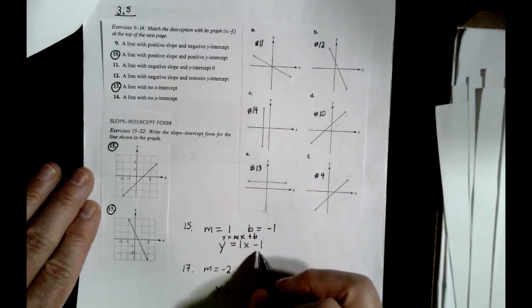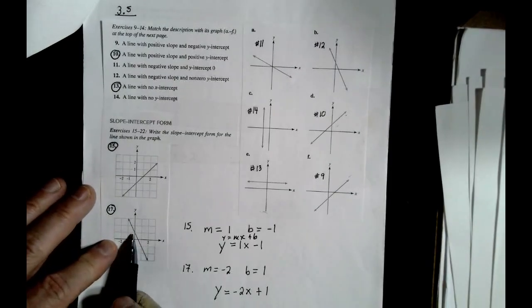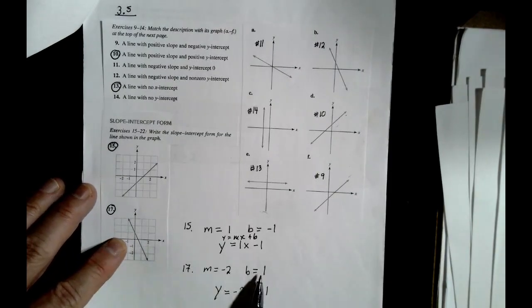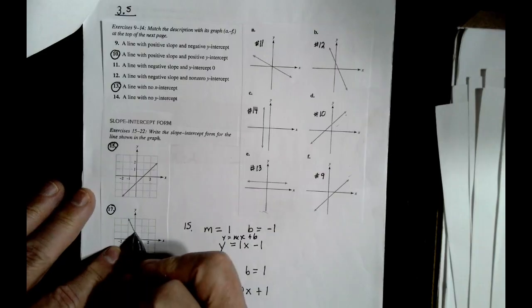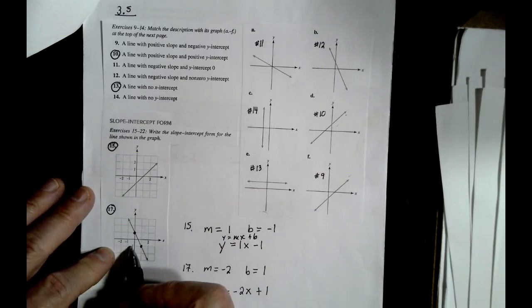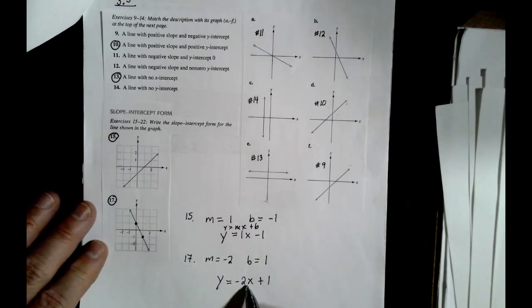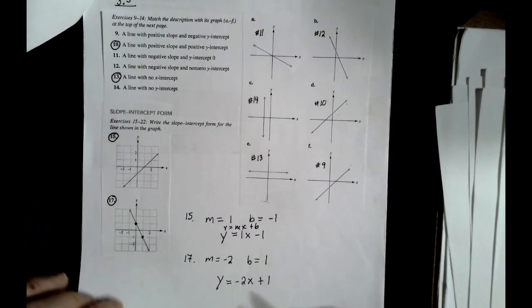M is 1, b is -1. So y = 1x - 1. It crosses your y-axis at -1, so that's your b. And for your slope, you want to pick 2 points like these two. I'm going to fall 2 and I'm going to run 1. Negative 2 over 1, just negative 2. So there's your y = -2x + 1.